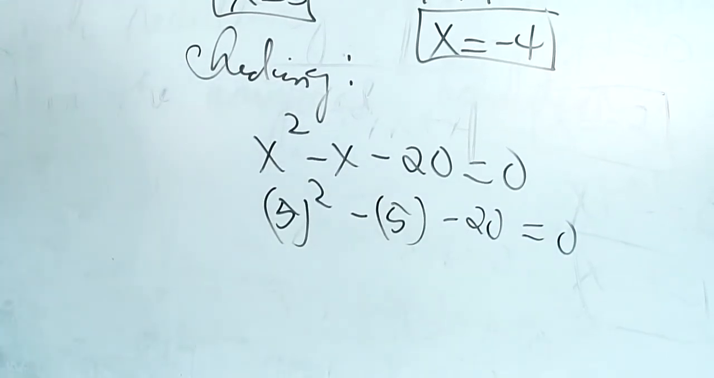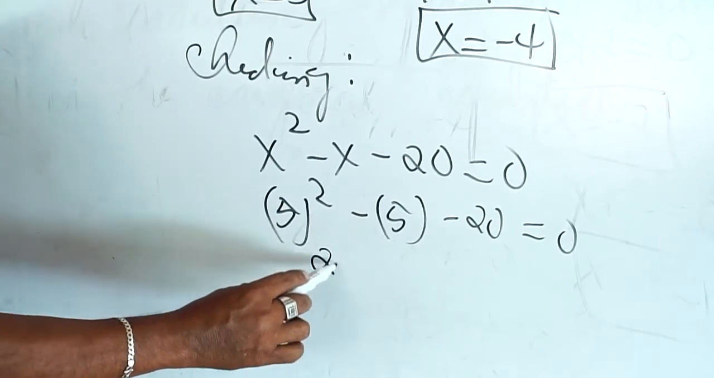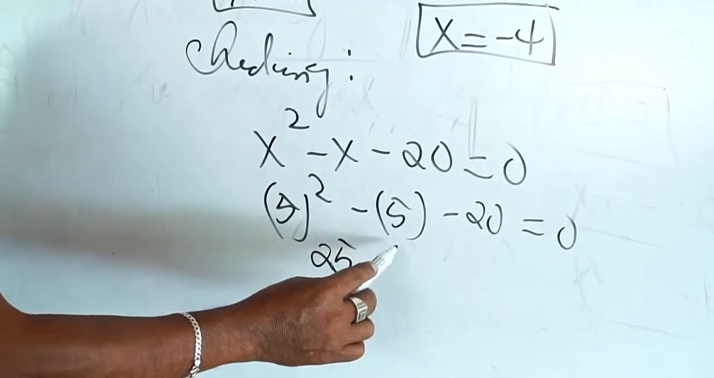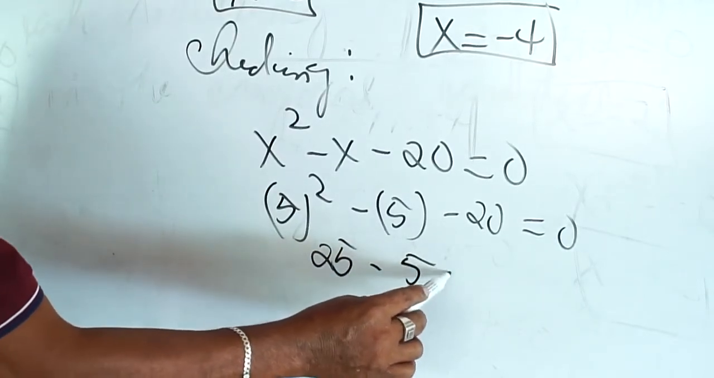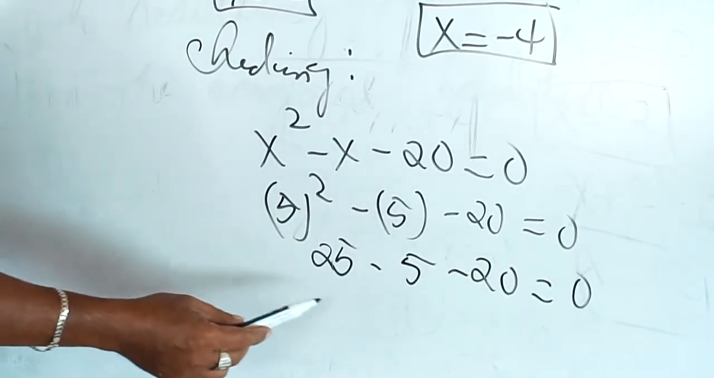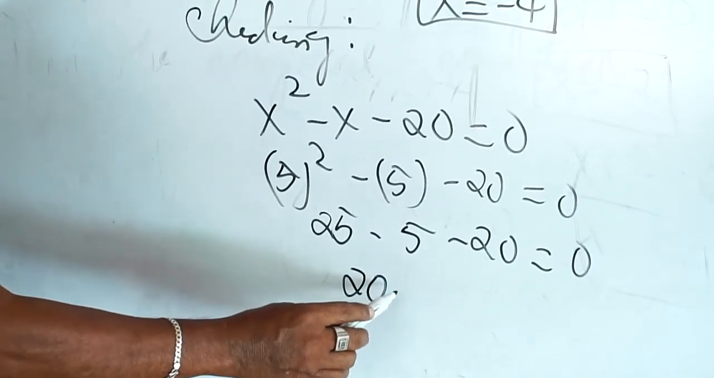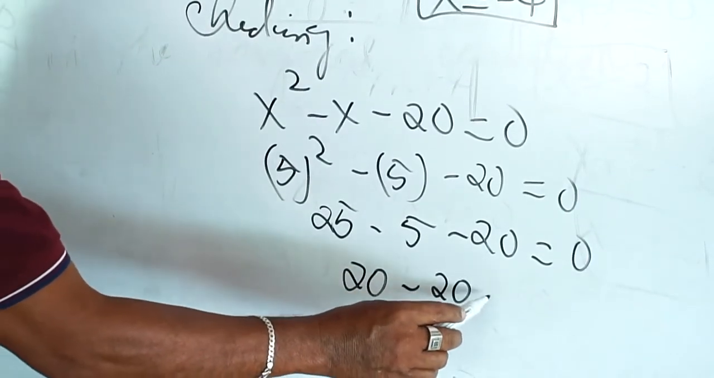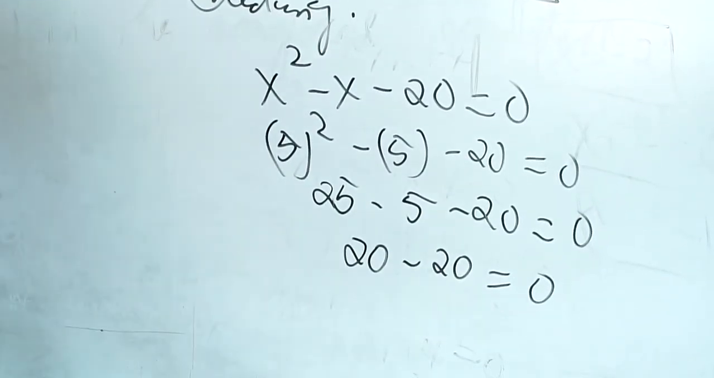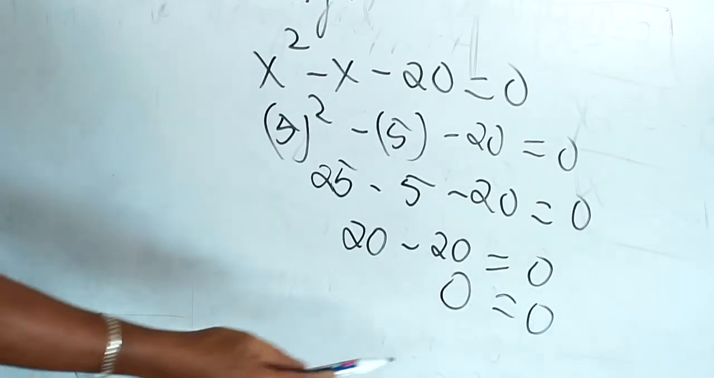The square of 5 is 25. 5 times 5, the product is 25. Then negative 5, then negative 20, then equals 0. Then 25 minus 5 is positive 20. Then we have negative 20 is equal to 0. Then add positive 20 plus negative 20, so we have 0 equal to 0.